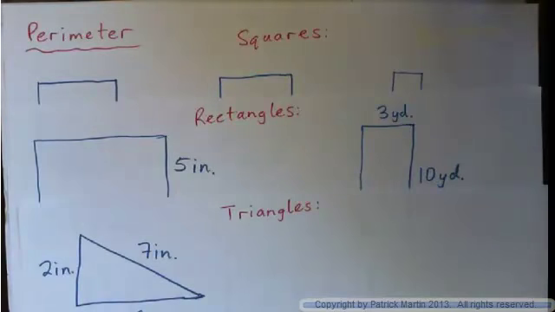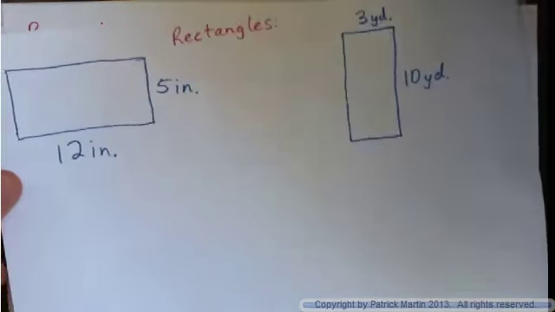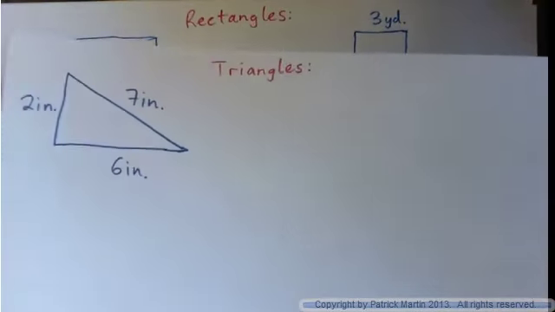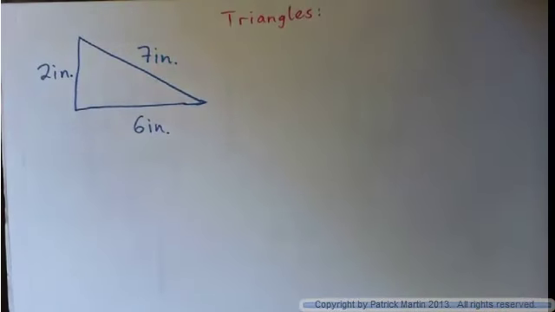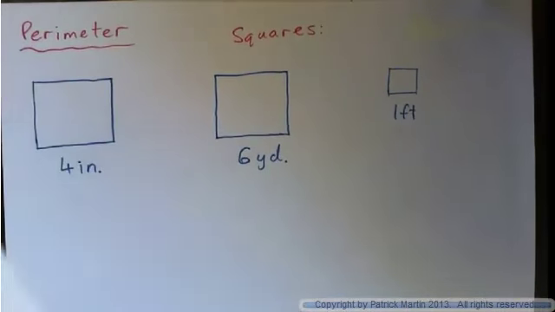Okay, in this video we're going to look at perimeter. We'll start with perimeter of squares, and then do perimeter of rectangles, and then perimeter of a triangle. Okay. So perimeter means distance around the outside of something.